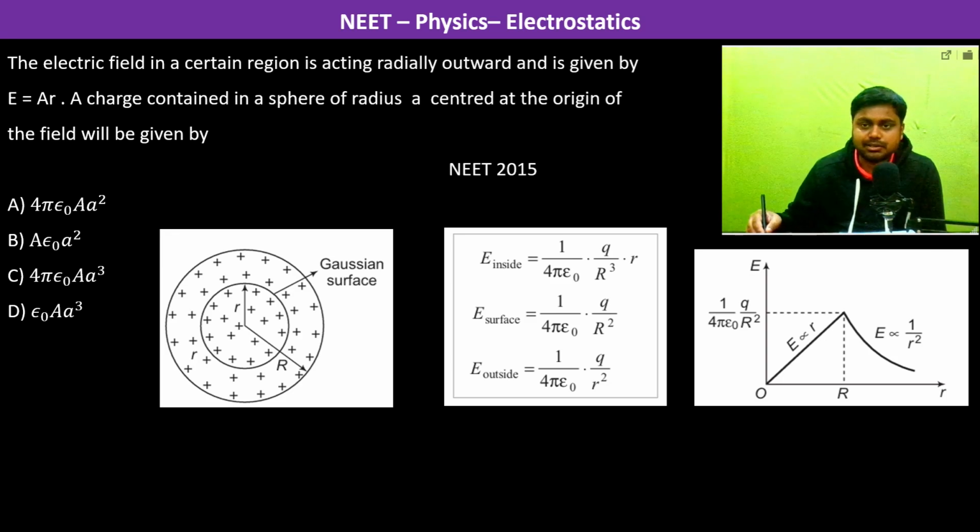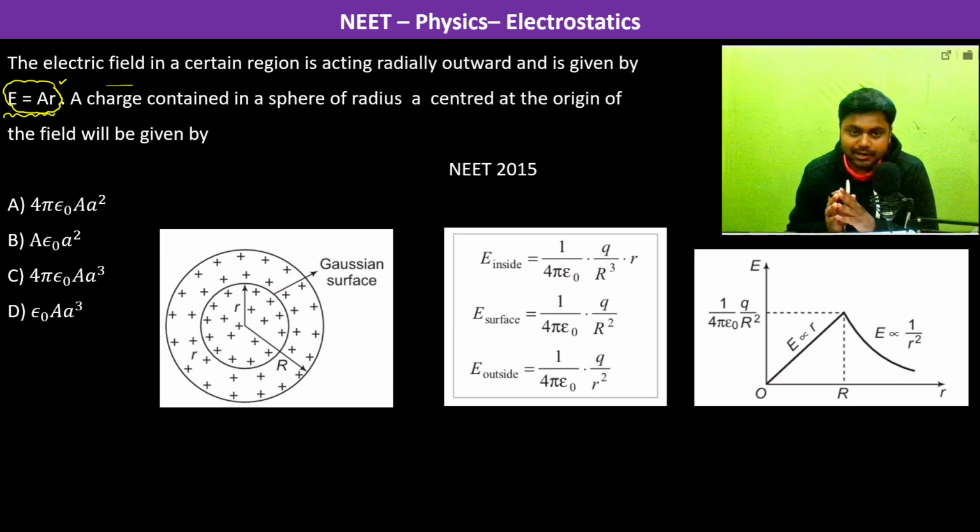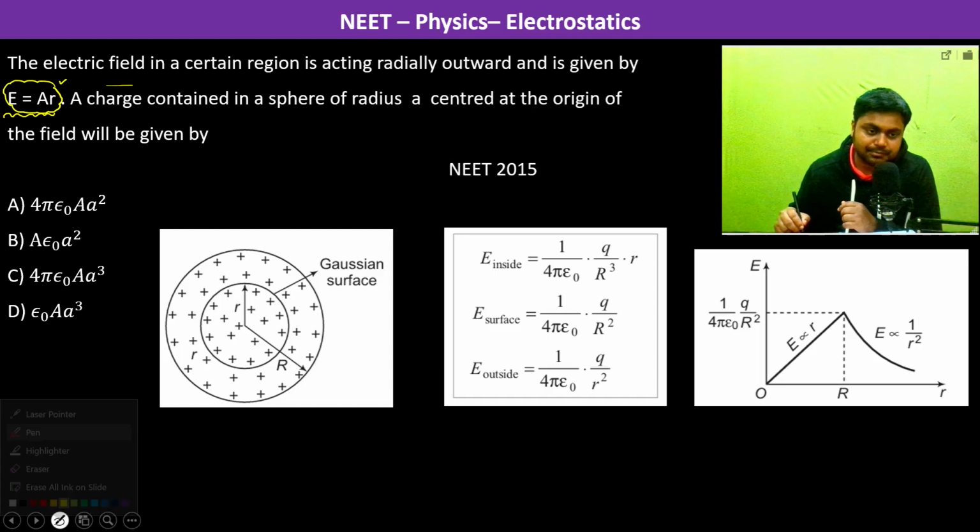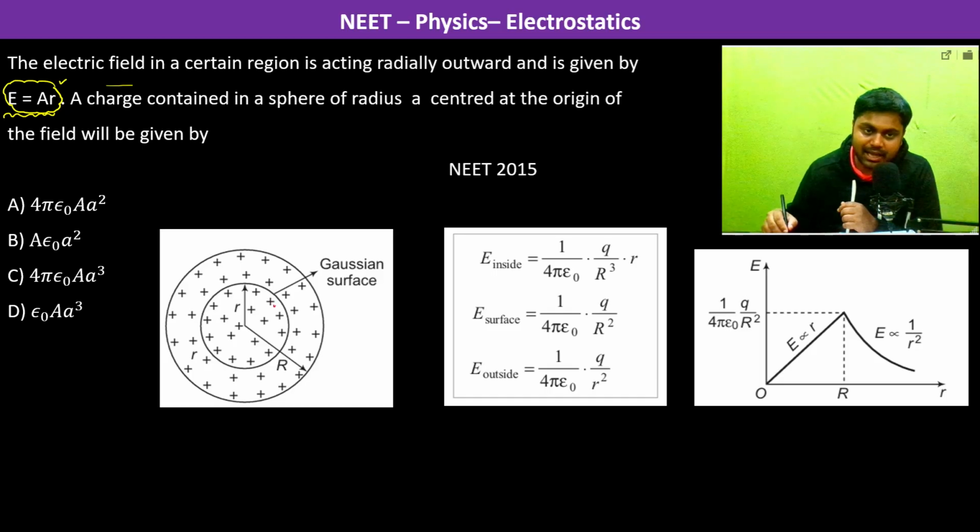So here we can say that the electric field is given by E equals Ar. So it is linearly increasing. Now since it is linearly increasing, the setup must have been the inside of a solid non-conducting sphere. Why is it non-conducting? Because the charges stay wherever they are, they don't come to the surface, and it's a solid.